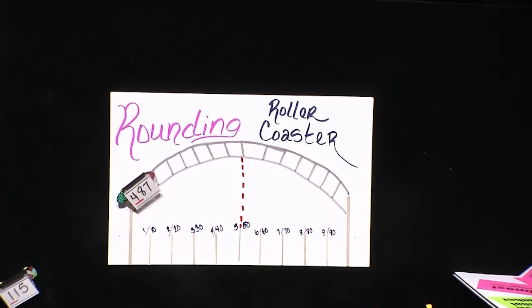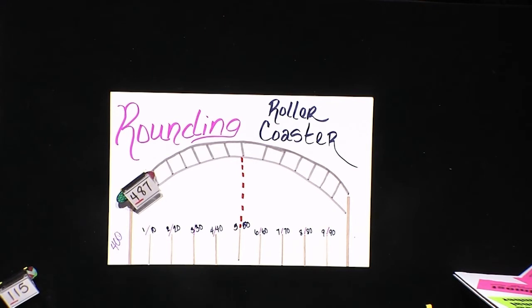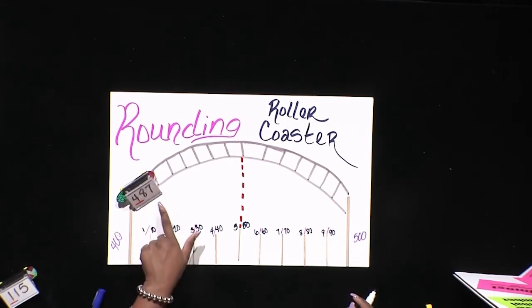Here I have 487. What did I say? 487. What's my range? 400. Good. And what else? 500. Awesome. Now, let's look behind the 400. What do I see? 80.